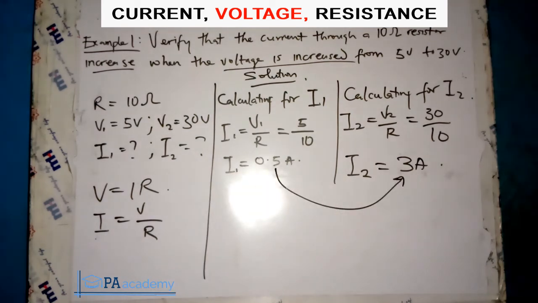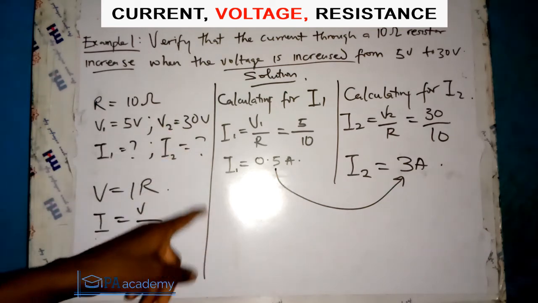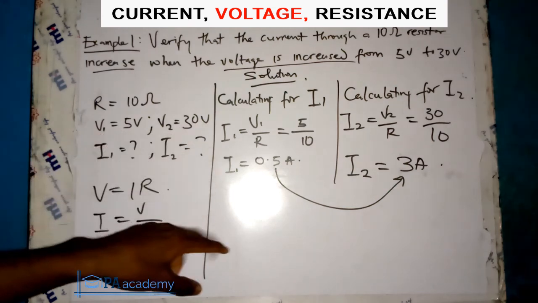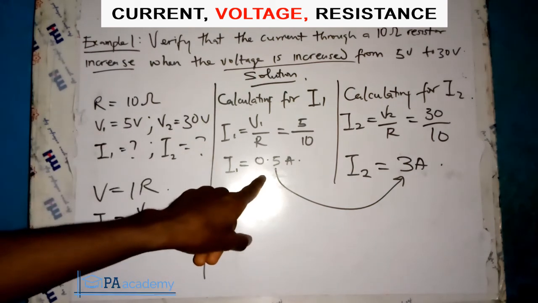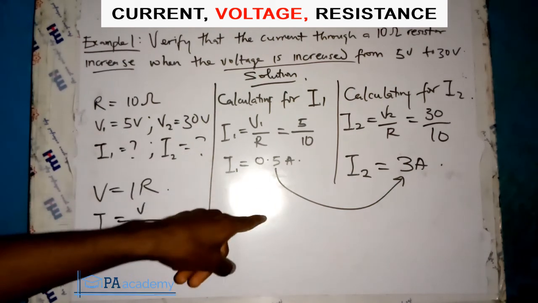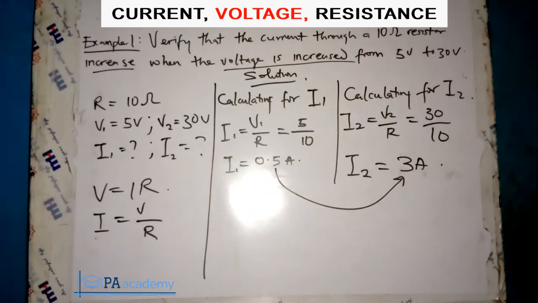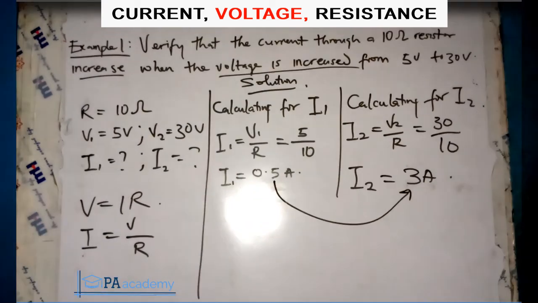So this is just to verify Ohm's law, that once there is an increase in the voltage, from 5 volts to 30 volts, you can see it results in an increase also in the current. The current increased from 0.5 amperes to 3 amperes. So that is the solution. This is an example that talks about current, voltage, and resistance.